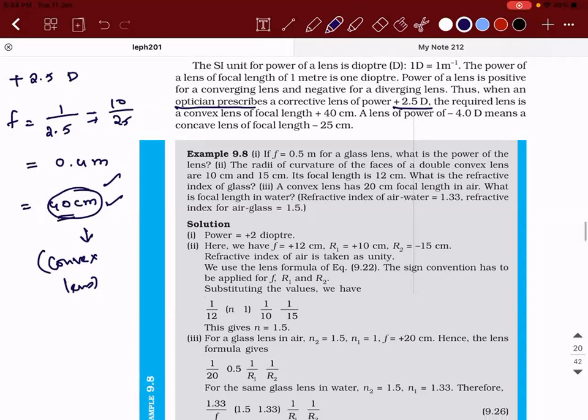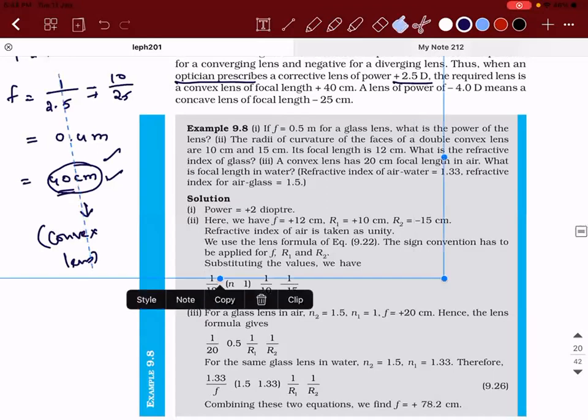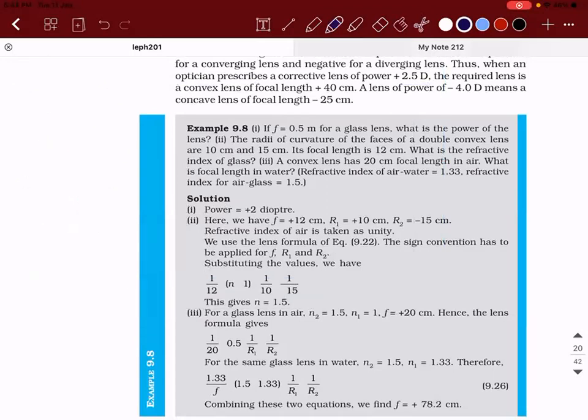So having all these points in mind, let's try to solve two problems. Then we'll go to the next concept, refraction through a prism. If the focal length is 0.5 meter for a glass lens, what is the power of the lens? Power is equal to 1 divided by f. So 1 divided by 0.5 gives 2. So 2 diopter, and it is positive, so it's a convex lens.